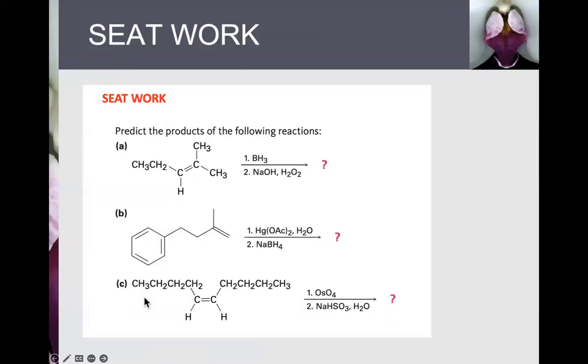So for seat work, kindly answer this for 20 minutes.